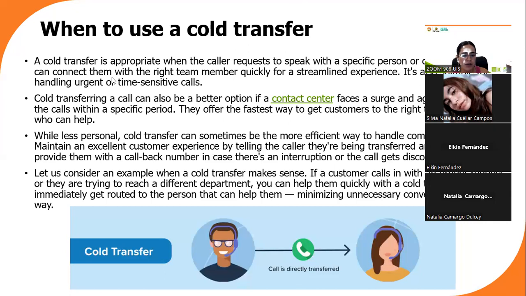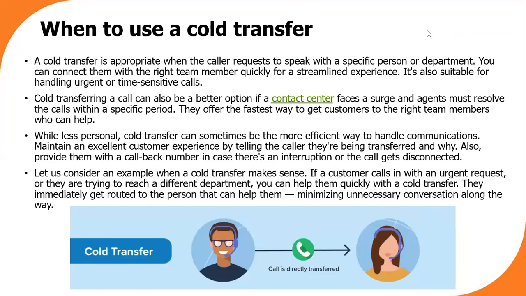Mabel, can you read the second paragraph, please? Teacher, call transferring? Yes. Call transferring a call can also be a better option if a contact center faces a surge in calls and agents must resolve the calls within a specific period. They offer the fastest way to get customers to the right team members who can help. All right, who can help?